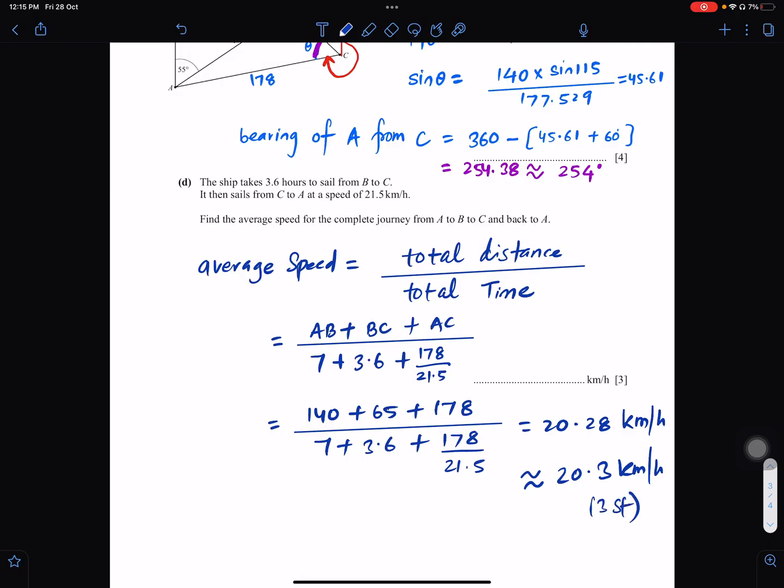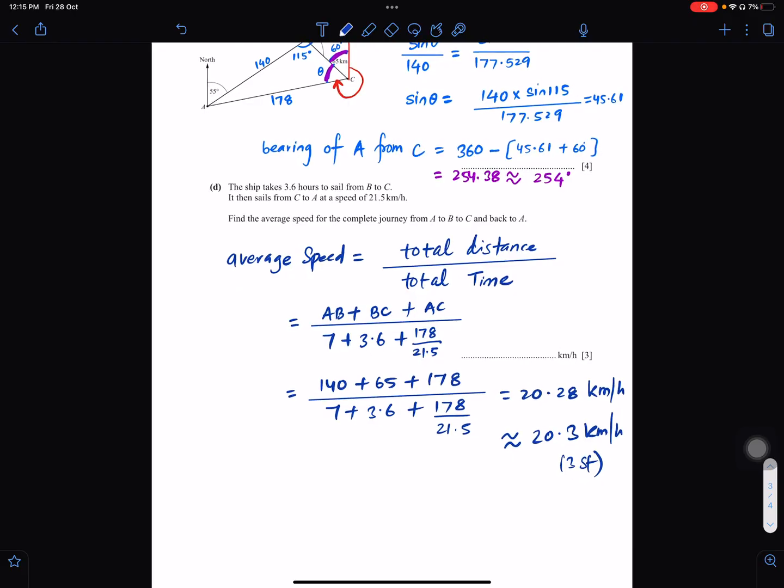This approximation is still 3 significant figures. All your answers have to be 3 significant figures unless it's an angle or something else which is specified to be rounded off to 1 dp or 2 dp. Otherwise, keep it to 3 SF.